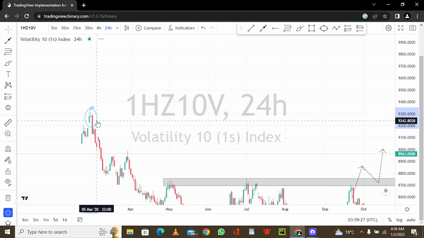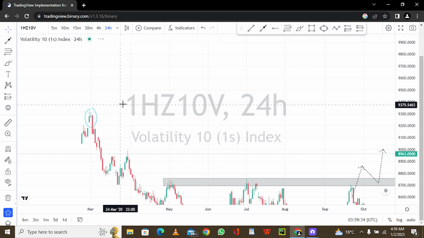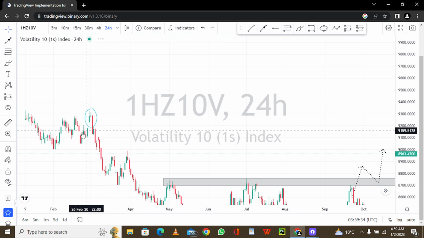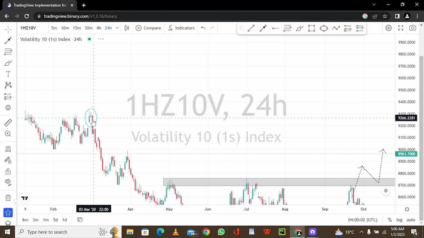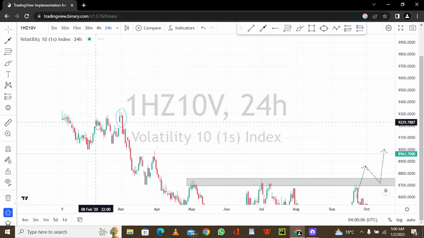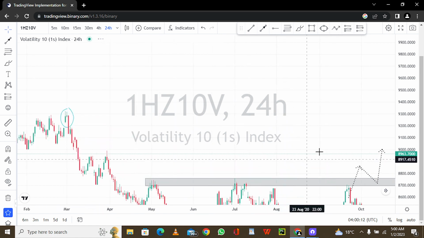So what an evening star looks like, I told you there are three candles. The first one could be a bullish candle. The second one will be a doji, which is an indecision candle, and the third one will be a bearish candle. Once you spot them, you should know that a reversal might likely take place. Those are knowledge we add to our trading career that help us to make good trading decisions.